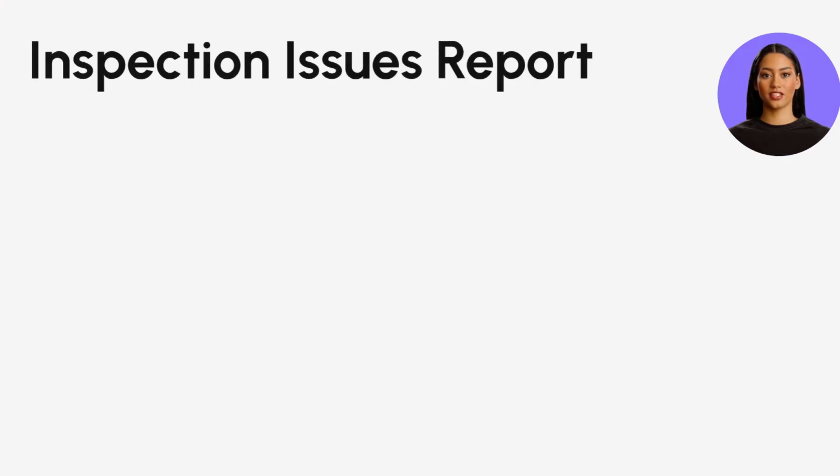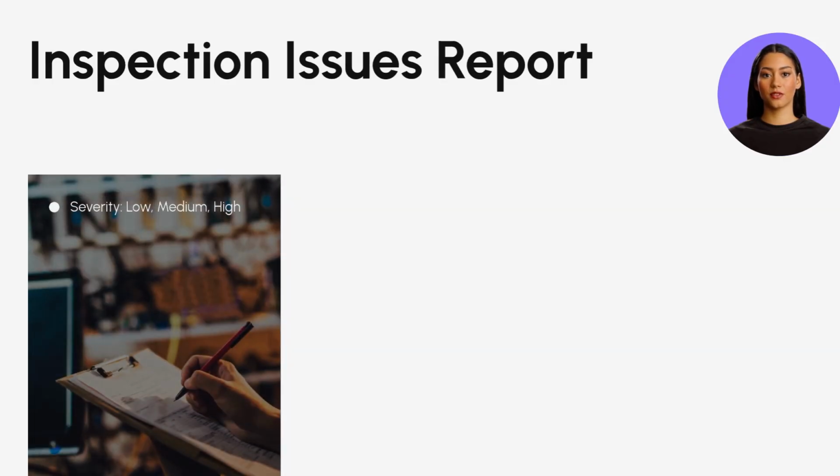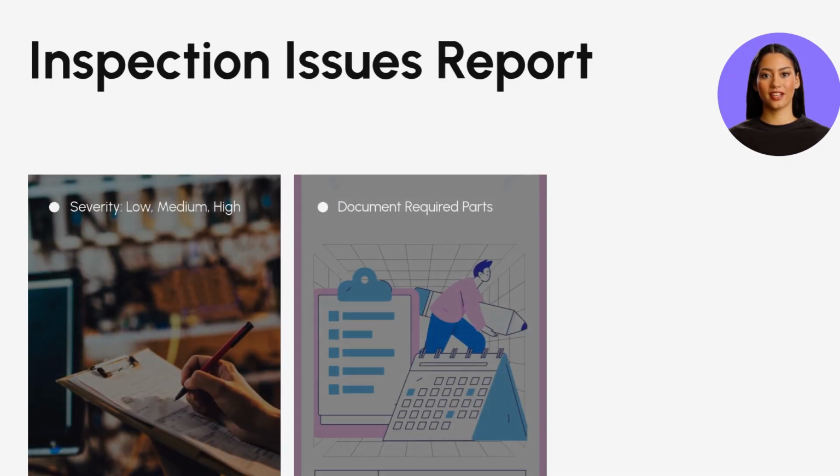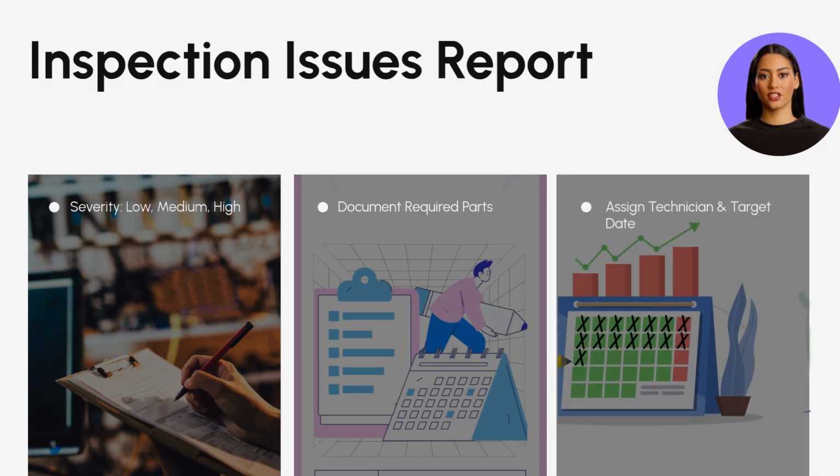Identify and describe any issues found during inspection. Rate the severity as low, medium, or high. Document required parts and assign a technician. Set a target date for completion. This ensures prompt and effective repair action.